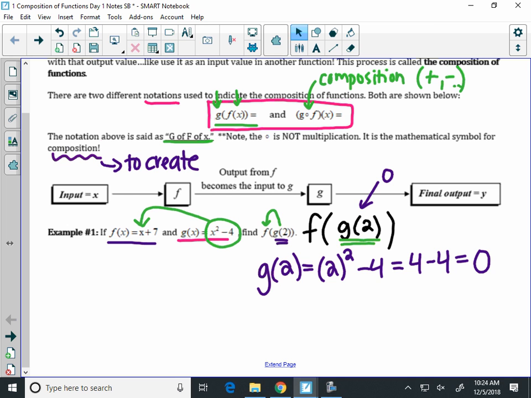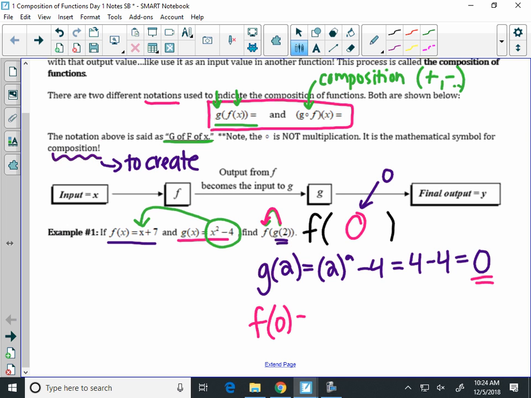So then what you do with that 0 is you replace g of 2 and you put it in for f. So then we took g of 2 and I'm going to now put it into the function of f. So you're going to take that 0 and you're going to find now f of 0, which is 0 plus 7, which equals 7. And that's your final answer, 7.